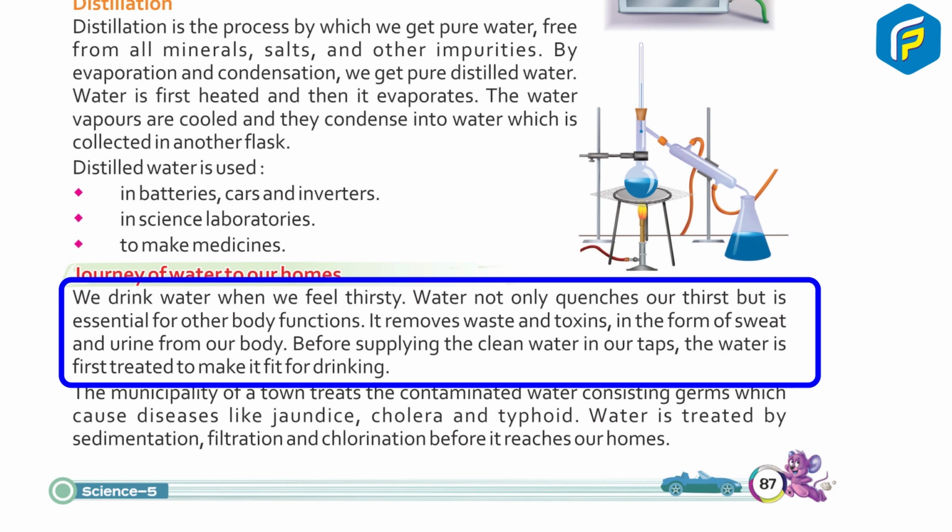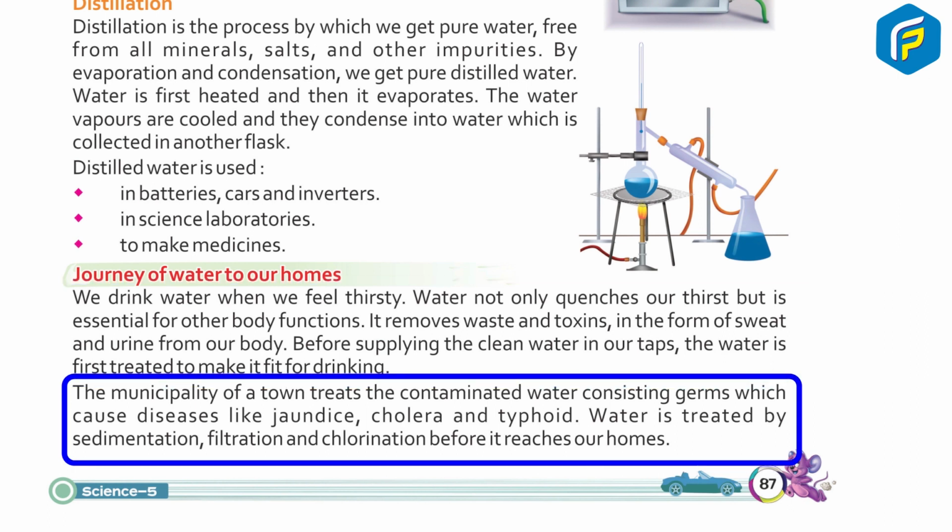Before supplying the clean water in our taps, the water is first treated to make it fit for drinking. The municipality of a town treats the contaminated water containing germs which cause diseases like jaundice, cholera, and typhoid. Water is treated by sedimentation, filtration, and chlorination before it reaches our home.